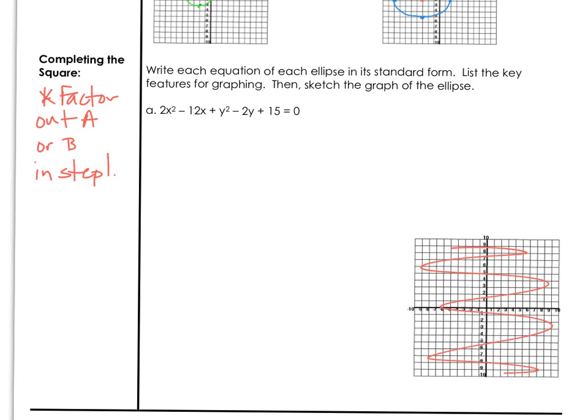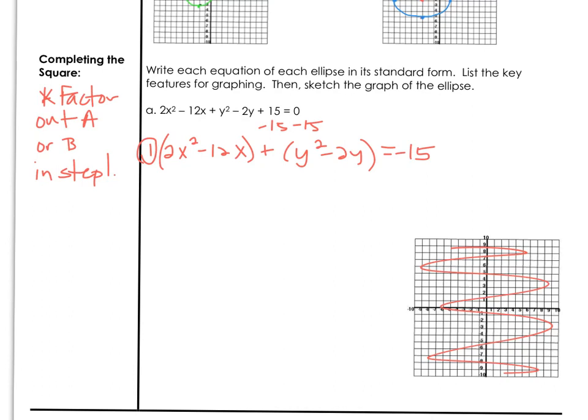Remember the steps. In step 1, we want to move E over. We're going to subtract the 15. And then group our x terms and our y terms together. So we have 2x squared minus 12x. So they're even written in the right order for us. Plus y squared minus 2y. And we'll set that equal to negative 15.